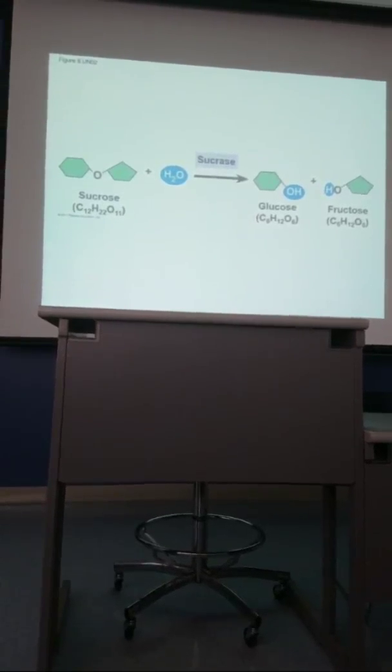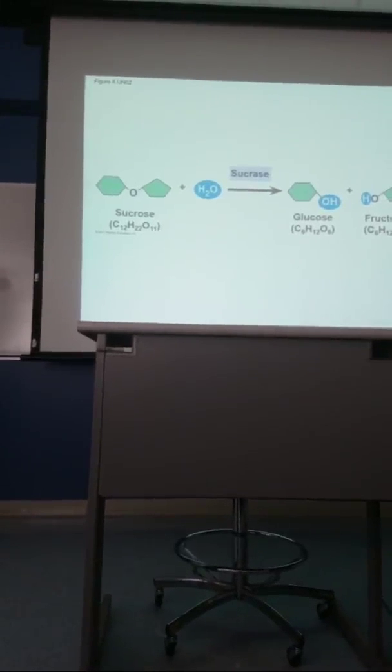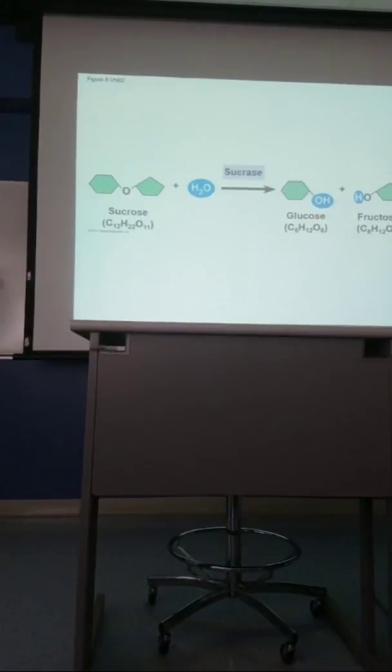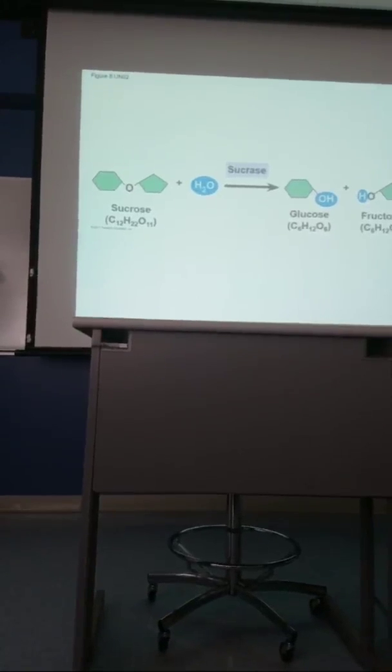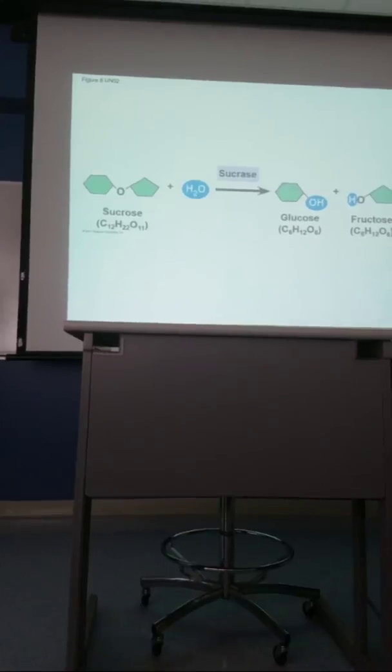It's the hydrolysis reaction, so we have to add water to take off these free ends that are not being accounted for with the octet rule to make it stable. So we add water, and then you come down with the glucose and fructose.